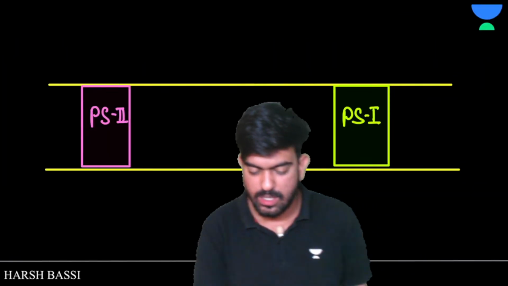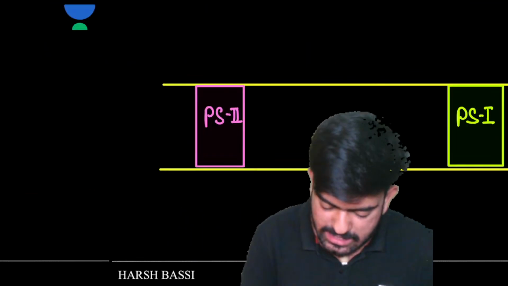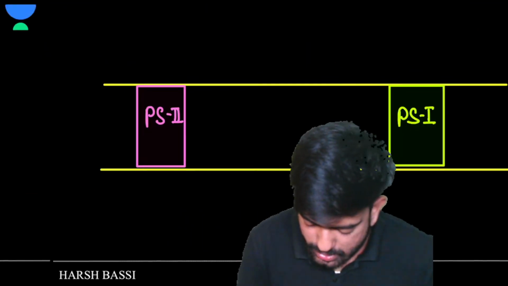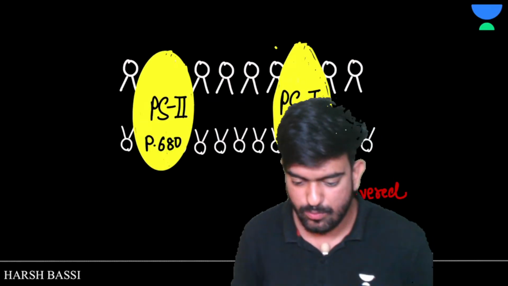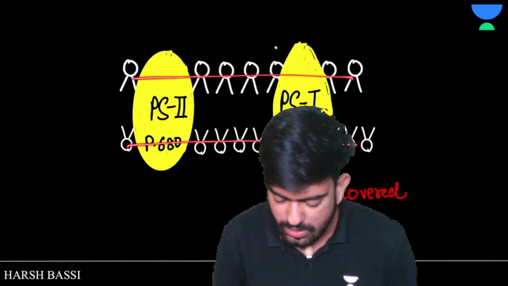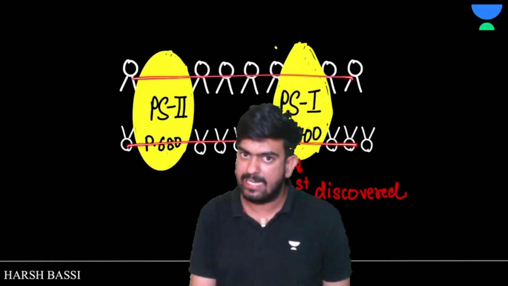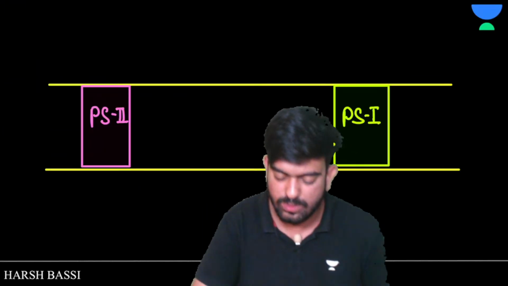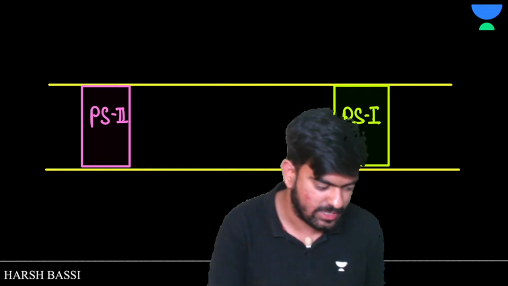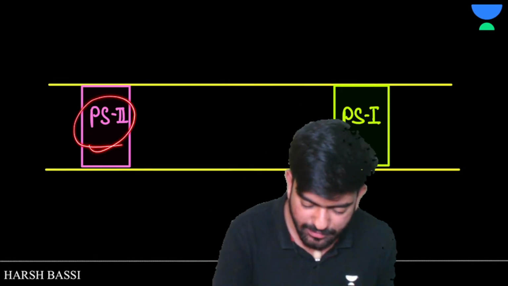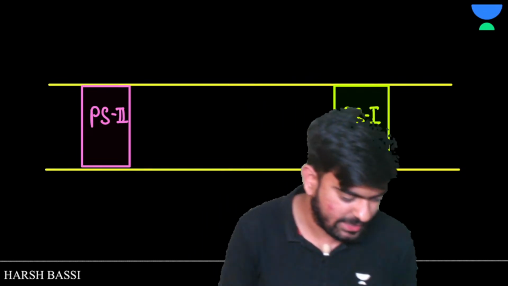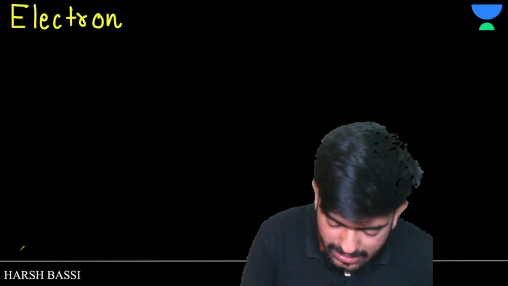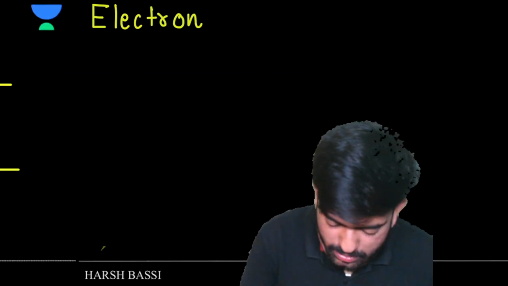See, what I have done is that instead of making this thing, I have made two lines. I have removed the lipid bilayer and I have just made two lines here, just to represent photosystem 2 and photosystem 1. Clear? Great. Now, let's move on and talk about the main thing.